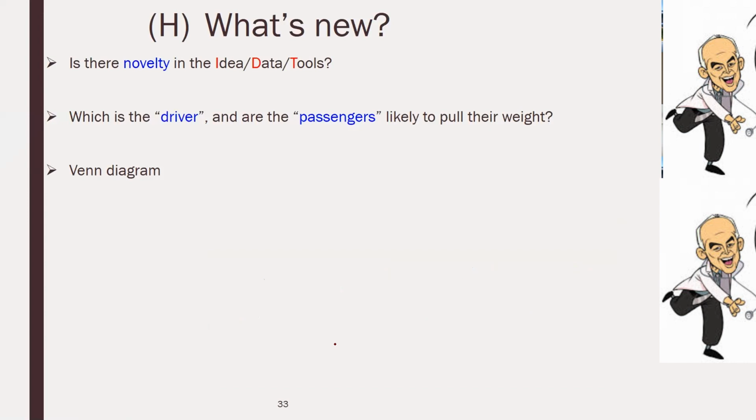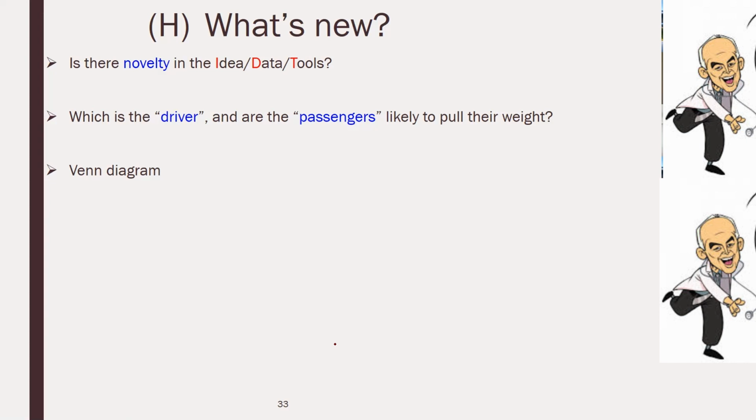Is the novelty coming from the idea, like your hypothesis? Is the novelty coming from the data? You may have some hand collected unique data which has not been used by any of the researchers in the past. Or the novelty is in the tool. You may have identified some events, some shocks, which I am not going into discussion.